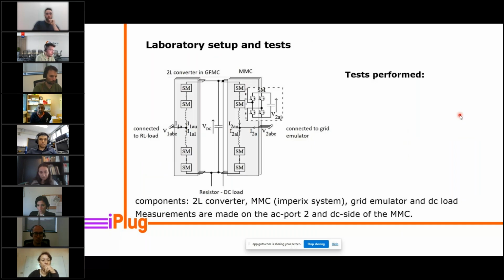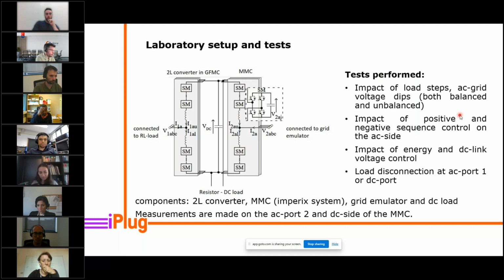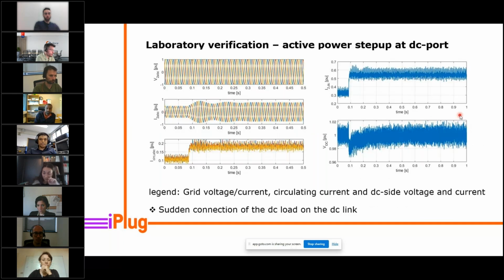Having this, we ran a number of tests, and of course the number of tests we did are a lot. We did sudden connection and disconnection of loads, grid faults, power steps, and a number of things. And I will demonstrate some of the results we got. All of them seem satisfactory. So the first step we did was to apply a load step on the DC port, and you could see that the DC current abruptly goes up where the DC voltage is controlled.